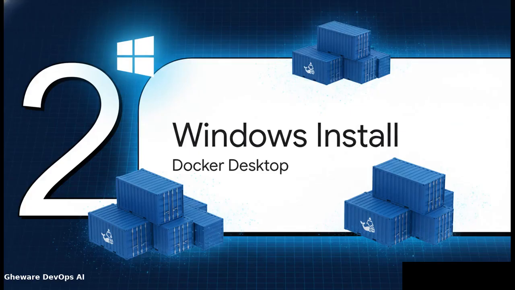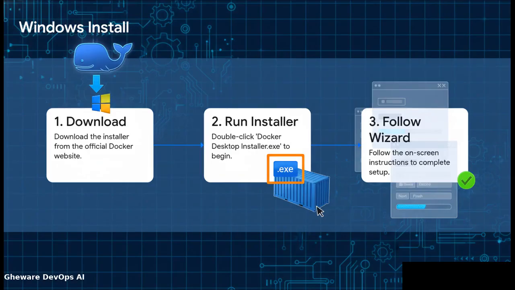All right, Windows users, this part is for you. We're going to install Docker Desktop, which is just this fantastic all-in-one package that makes the whole process incredibly simple. Honestly, the process couldn't be more direct. First, you're going to head over to the official Docker website, docker.com, and grab the Docker Desktop installer for Windows. Once that's downloaded, just find the .exe file, double-click it, and follow the setup wizard.